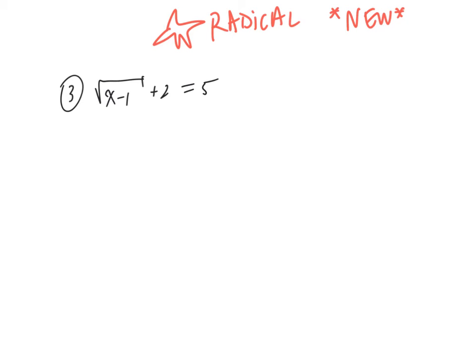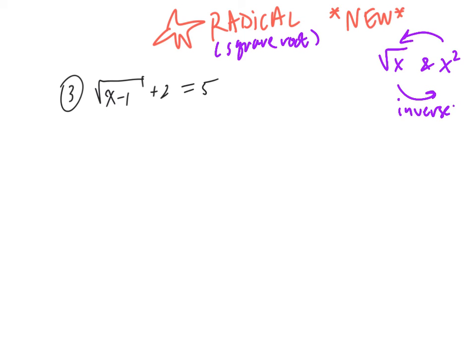Okay, radical. A radical is like a square root. So I'm going to say maybe that under here, square root, remember? The square root and x squared are inverses. So we've been using a square root to undo our square. Now we're going to go the other way. So again, I have my SAD map.